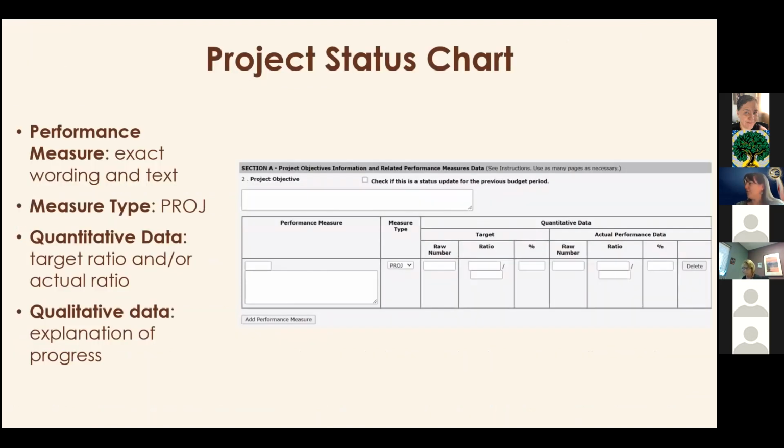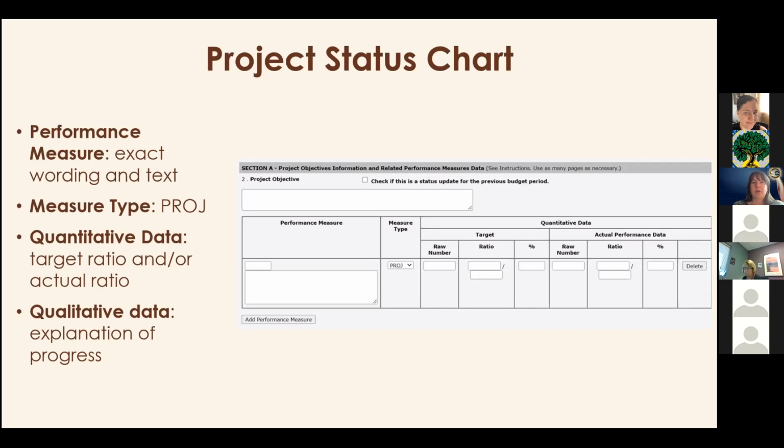Okay, let's talk for a minute now about our project measures. Your project measures are those that are unique and specific to your grant project. And by now, you've entered these project measures a couple of times in previous annual performance reports. So you're going to use the exact wording that you've used previously. We locked that in previously, so now we're just updating our progress on that specific project measure.